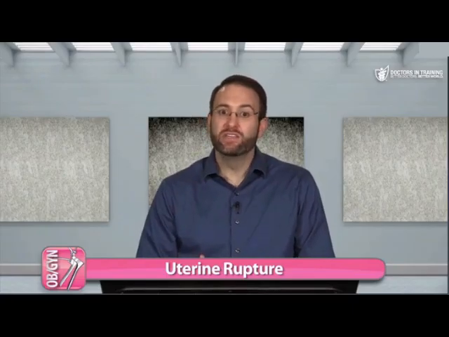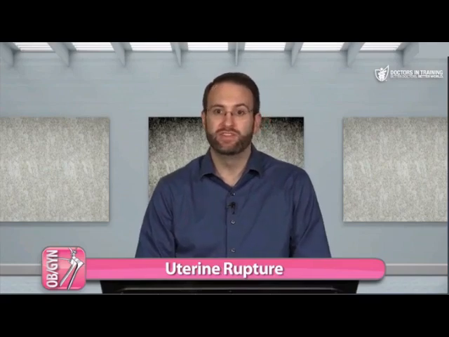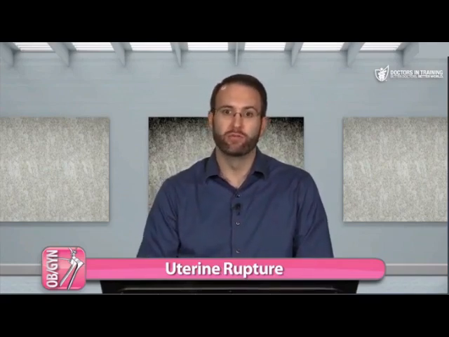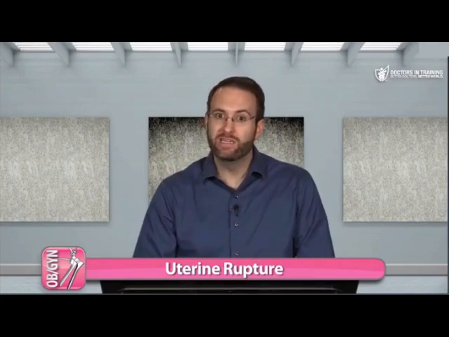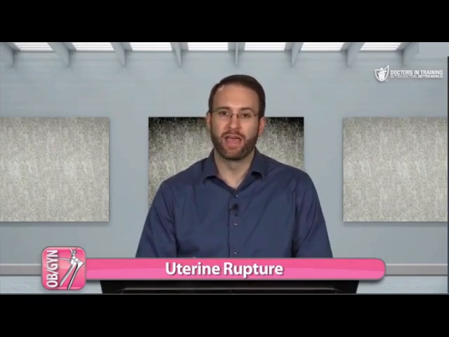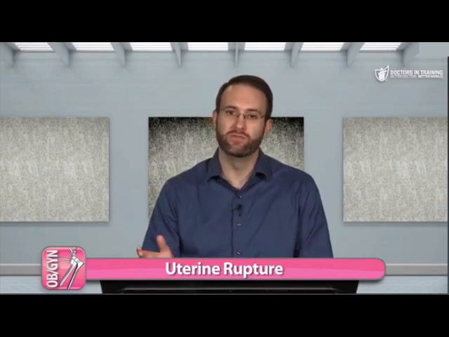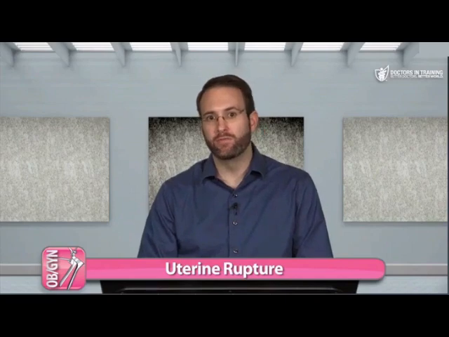Now the sign of a uterine rupture is fetal heart rate deceleration or bradycardia. So if you see a rapid drop or bradycardia, uterine rupture needs to be in your brain, especially if you're in a VBAC, or vaginal birth after cesarean section. So if you have someone who's had a C-section and is trying to do labor, if you see a rapid deceleration or bradycardia, think of uterine rupture.